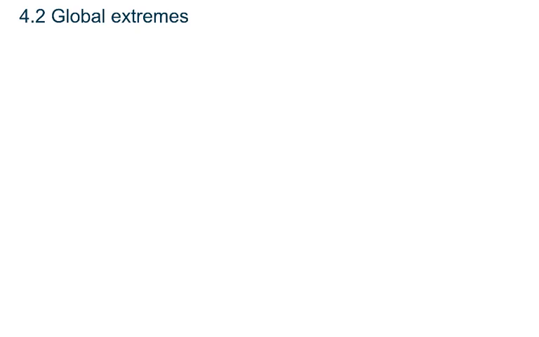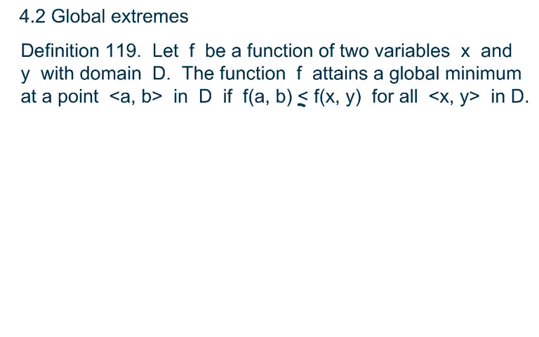Here are the definitions. Our first definition is for the notion of a global minimum. This definition states that a function f attains a global minimum at a point in its domain if the function value at that point is the smallest of all the function values of the function over the entire domain.